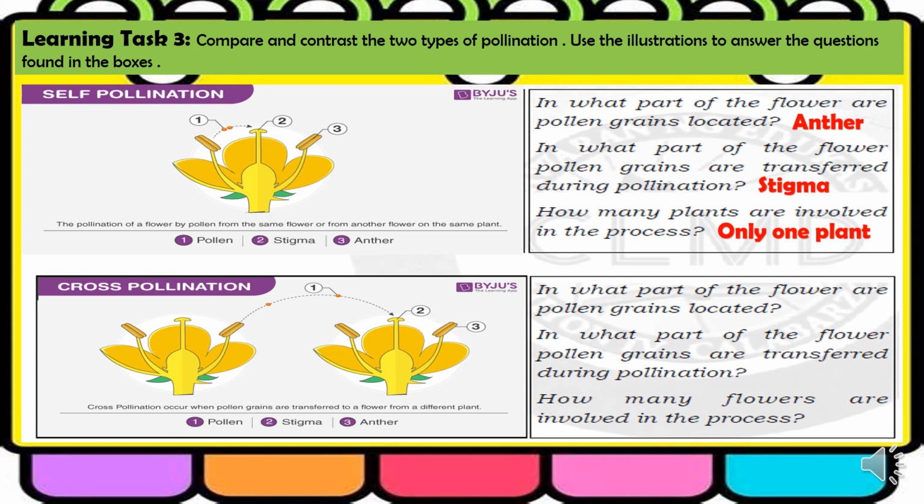Now for the cross-pollination, the first question is, in what part of the flower are pollen grains located? And the answer is an anther in the first part or in the first plant. And for the second question, the stigma in the second plant. And how many flowers are involved in the process? The answer is 2 plants.